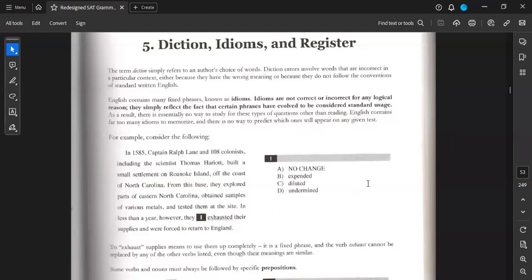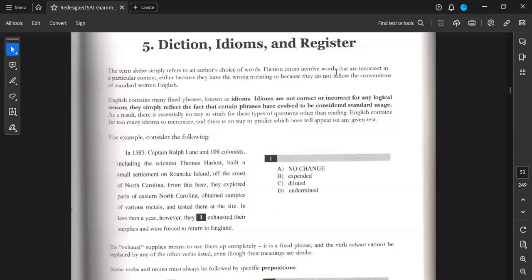The good part is if you've been speaking English for a good number of years, this won't be hard for you at all. You won't have to overthink. You won't have to overlearn new things. You should be good. So the word exhausted, we're looking at this in context.